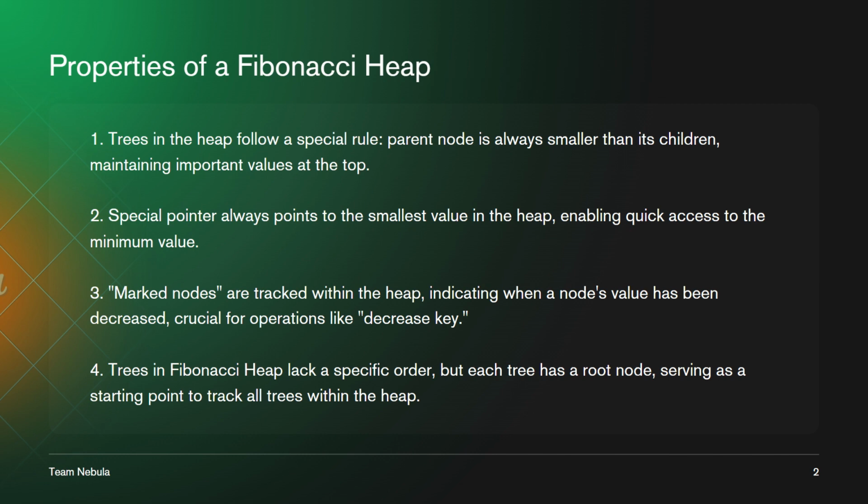This heap also keeps track of something called marked nodes. It's kind of like a note saying that a node's value was decreased. This is important for a certain operation called decrease key. Inside the Fibonacci heap, the trees don't really have a specific order like we have seen before, but each tree has a starting point called the root. This helps us keep track of all the trees in the heap.